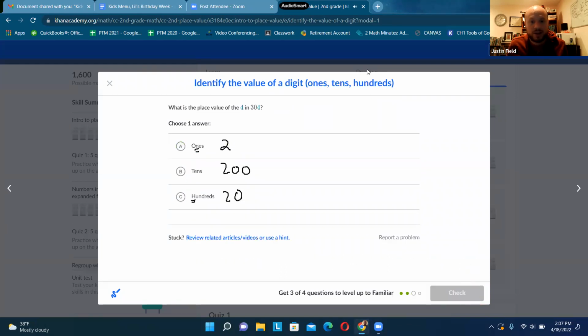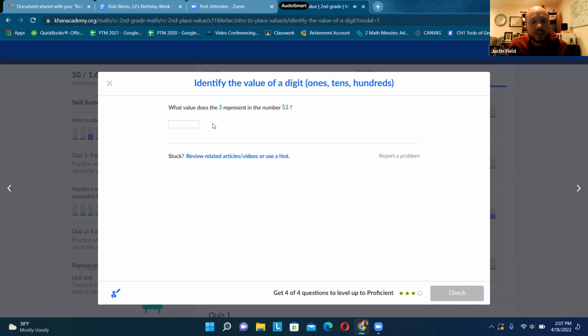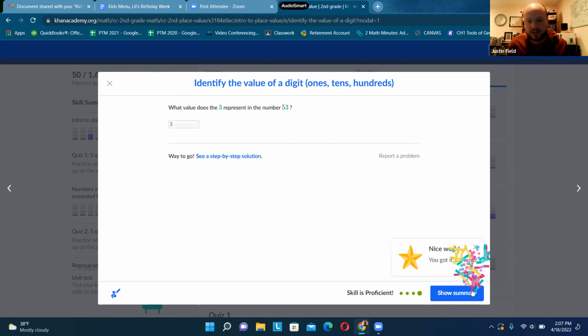All right, let's go on. What is the place value of the 4 in 304? Well, that 4 is in the ones place. So we want to choose ones. Last question. What value does the 3 represent in the number 53? Well, again, it's in the ones place.